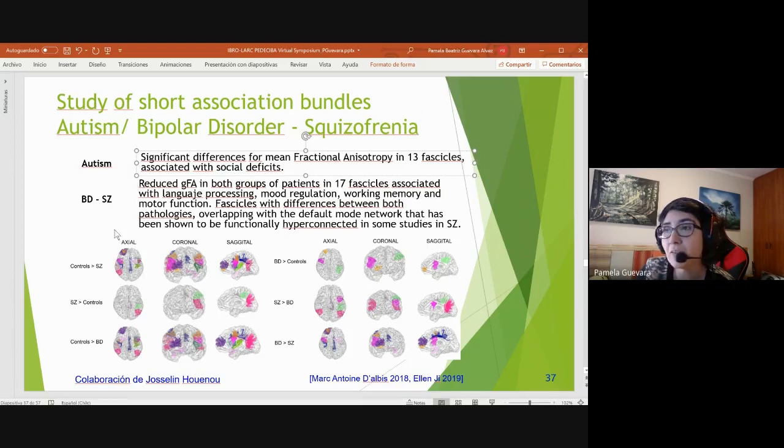And also other differences, for example, were found in bipolar disorder and schizophrenia, and also similarities. Some bundles showed the same behavior and others not, and that was also interesting to study.